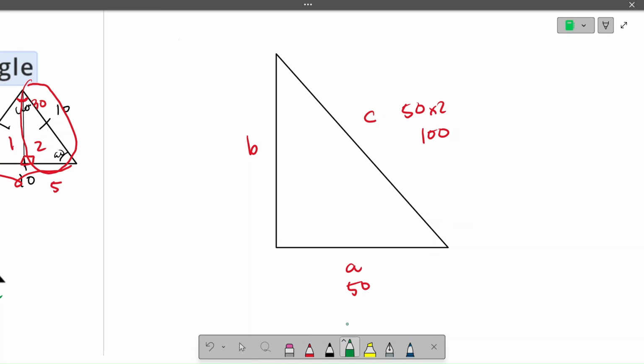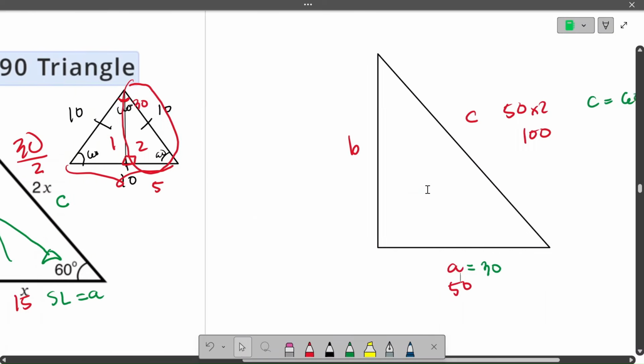Okay, another example. If our C is 60, then what is A? That becomes 30, right? Or what is B? If our A is 30, ayan na.